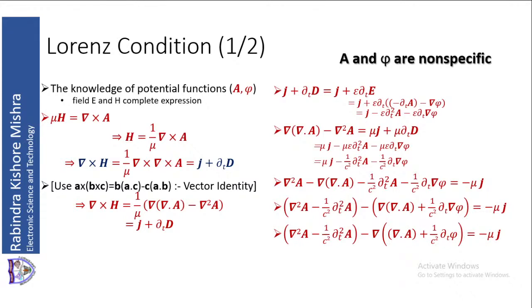So in the second factor, let us take the grad operator outside. The first factor remains as it is. The second factor is the gradient of two terms: divergence of A plus 1 upon c square dot t phi, and the right hand side remains as minus mu J.